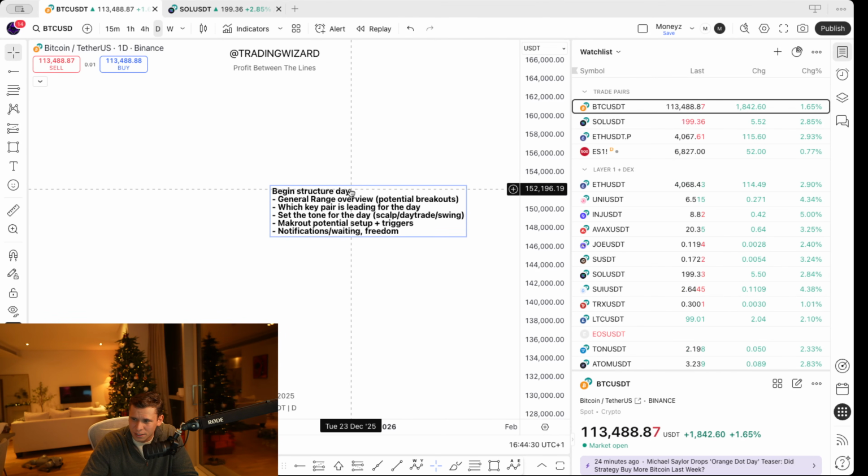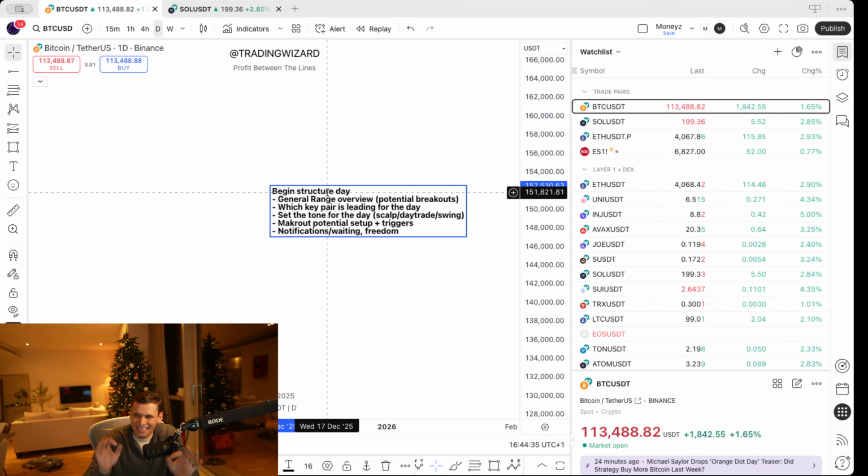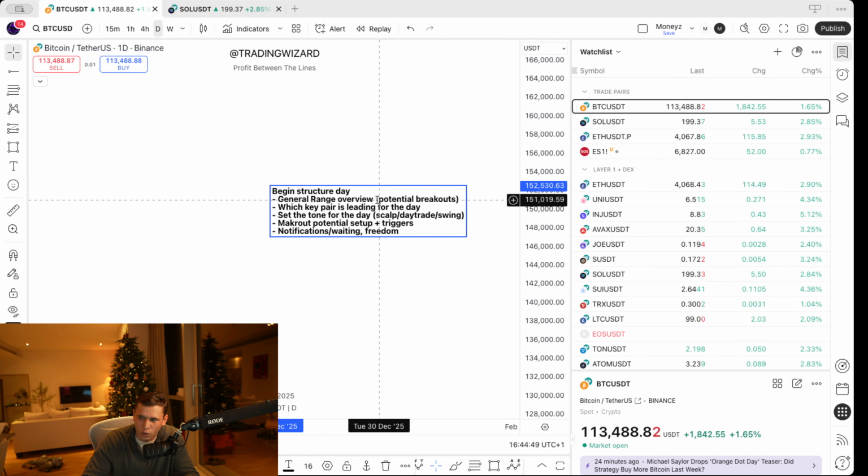But very simple. When you're looking at the begin structure, okay, I will do a general range overview. So I'm looking now, instead of the 1 day, for example, at the 4 hours or at the 1 hour. And I see, okay, the ranges that I made yesterday or on a Sunday, are they still valid, or is there a breakout?